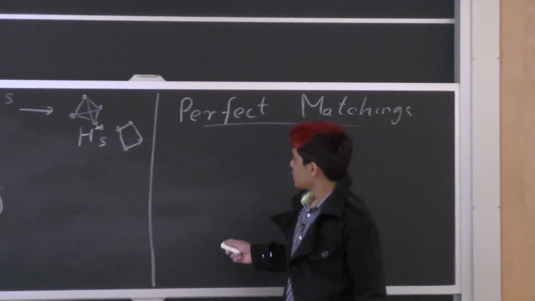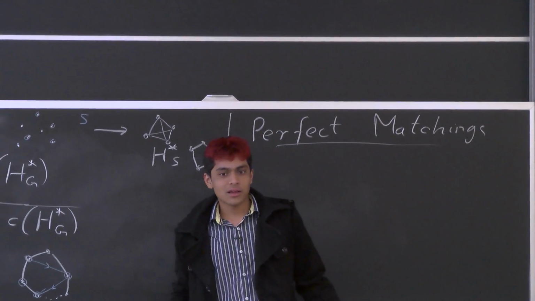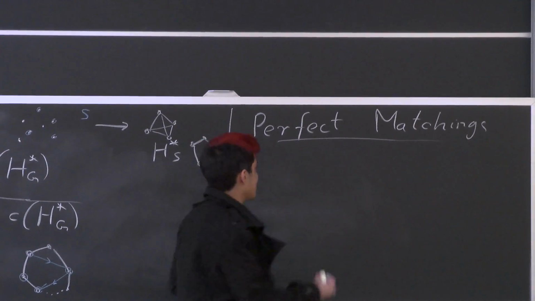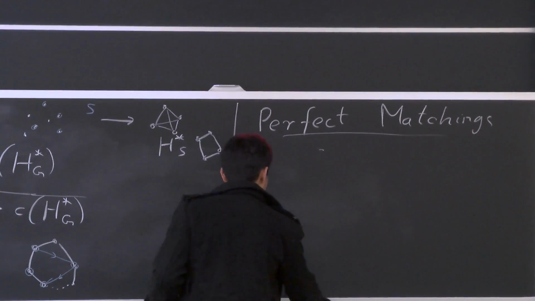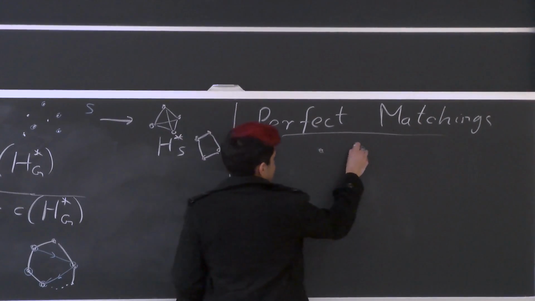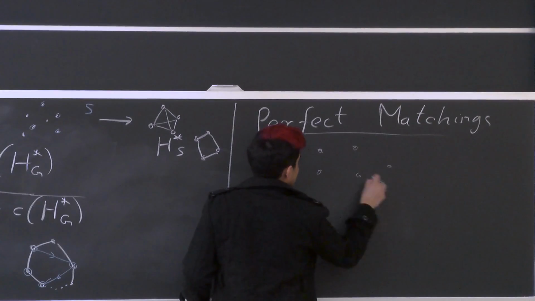So it turns out in a complete graph, you can still do perfect matching. So perfect matching is you have a bunch of vertices, and let's say you need to have an even number of vertices, right, to have a perfect matching. So let's say you have these vertices, and so this is the perfect matching.